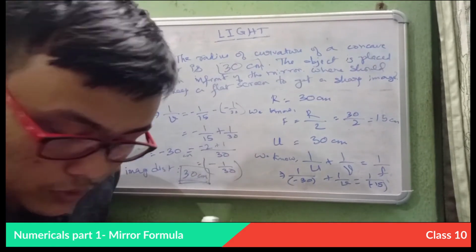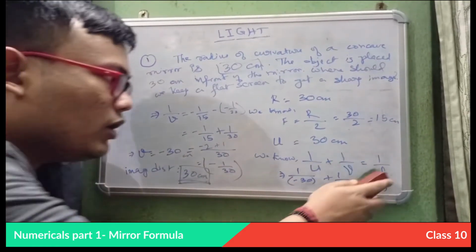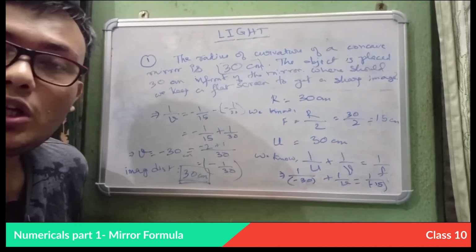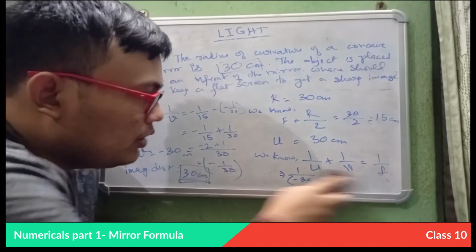Now we will solve another numerical which will help us make the sign convention and this numerical process a bit more clear.